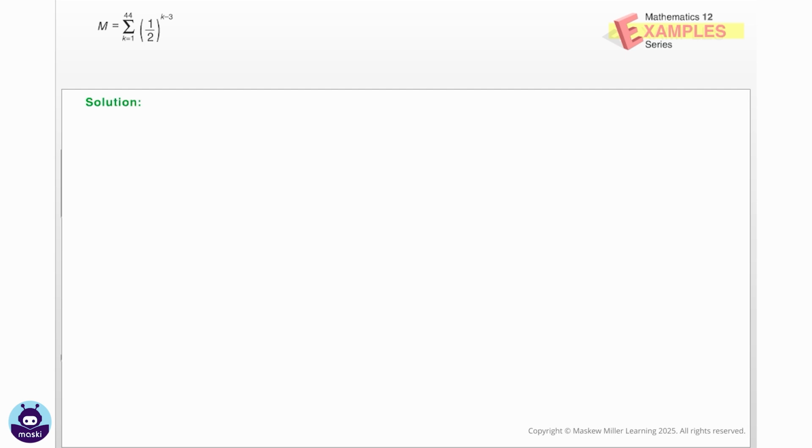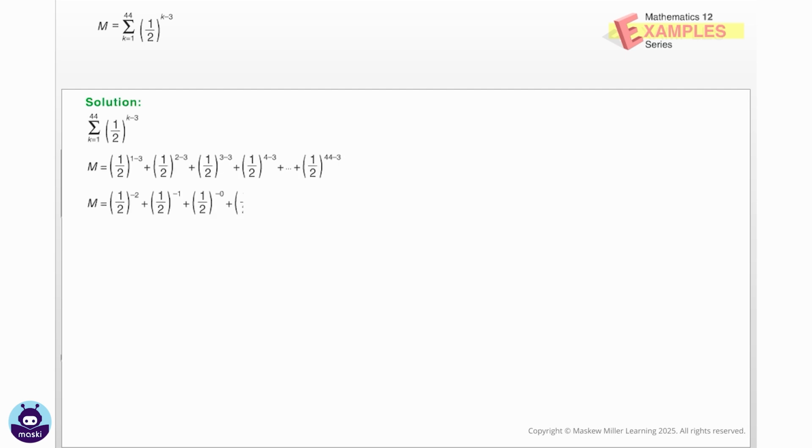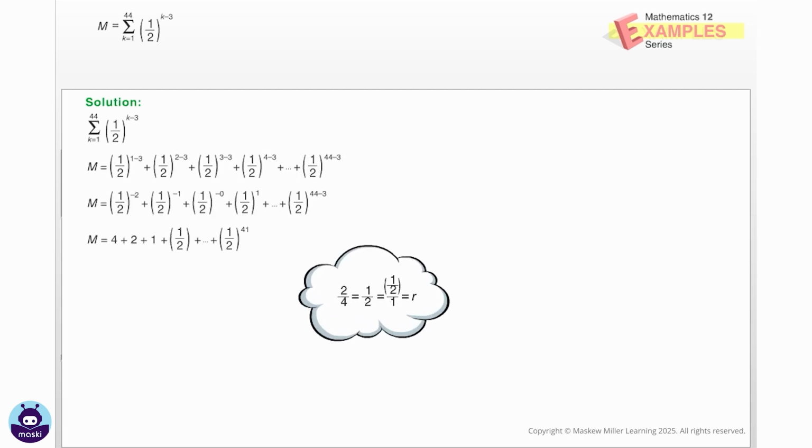Example 4. Determine the value of m. Solution. Expanding the formula for the nth term, by inspection, we can infer that this is a geometric series where r is equal to half. Applying the formula for geometric series, we can calculate the sum of the series to 44 terms. Substituting the values, we get S44 equals 2 to the power 44 minus 1 all over 2 to the power 41. Thus, we have determined the sum to 44 terms of the series given by the sigma notation.